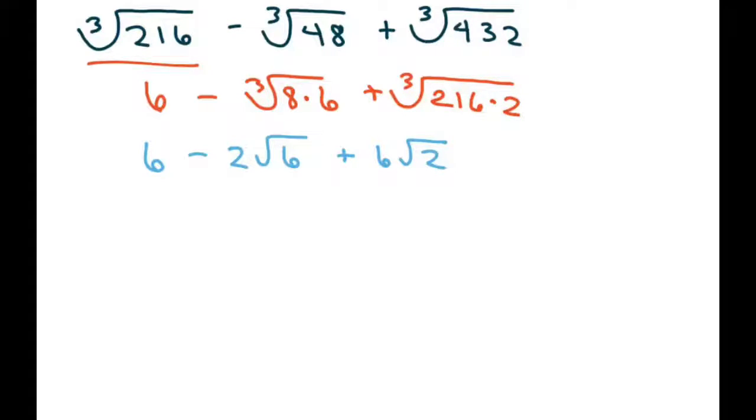And don't forget, these are all cubes. Again, cube root of 8 equals 2, and the cube root of 216 equals 6.